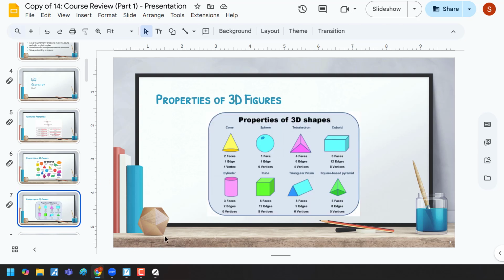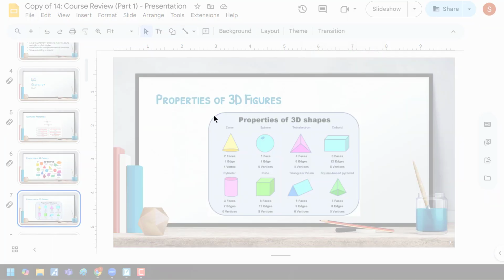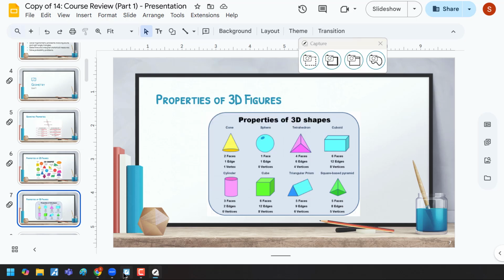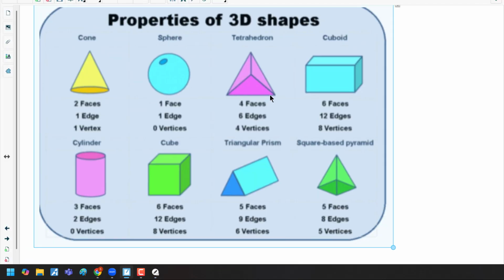And now we got some 3D shapes. It's a little bit more clear. Got our cone. Cone has 2 faces, 1 edge, 1 vertex. Sphere, 1 face, 1 edge, 0 vertices. Tetrahedron. That's pretty cool looking. You got some triangles there. 4 faces, 6 edges, 4 vertices.